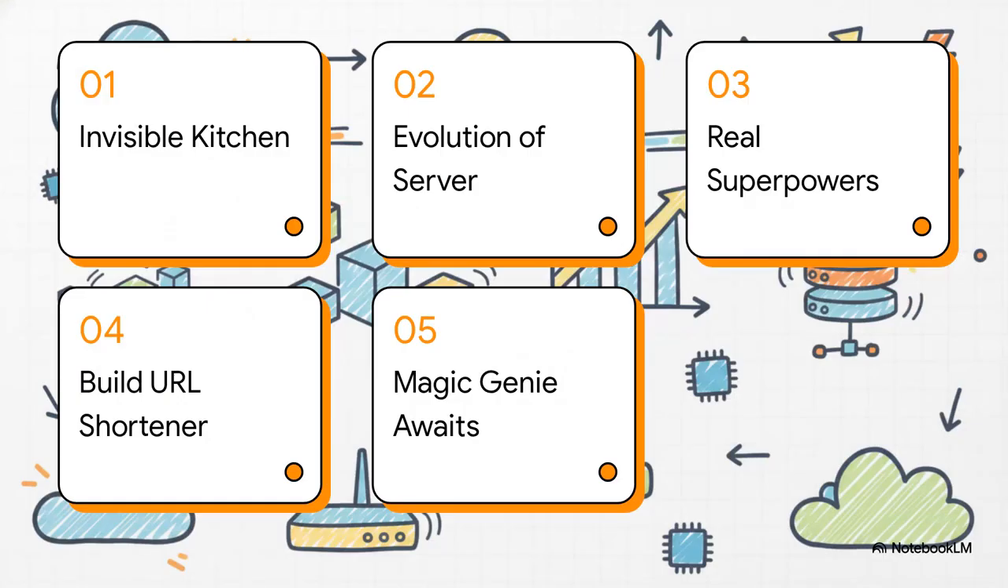Here's our roadmap for today. We're going to start with the invisible kitchen analogy to set the stage, then trace the evolution of the server. After that, we'll check out some real-world superpowers this tech unlocks. Then we get to the really fun part, building a URL shortener from scratch. And finally, we'll talk about your very own magic genie.